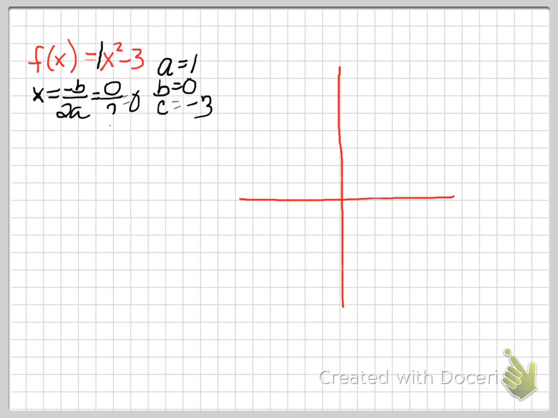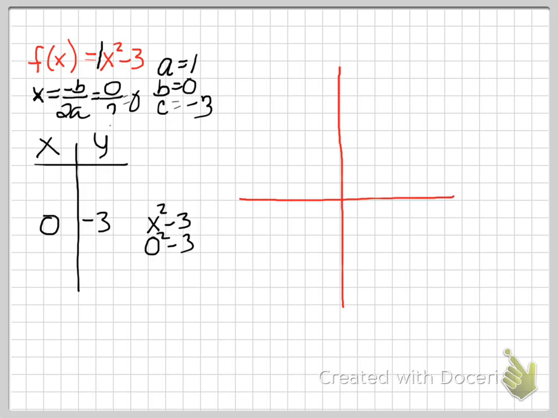It's just going to equal 0, because 0 over anything is 0. So I know the x value is 0. I'm going to make a chart. I'm going to put it here because I want to put some points around it. Remember that the function is x squared minus 3. So if I plug 0 in, I get 0 squared minus 3, which is just -3. So I know the vertex is -3.